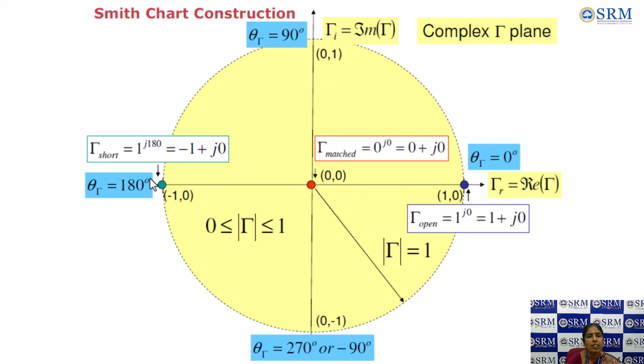That means it's an open circuit condition where we can have maximum impedance. And here on the left-hand side we can see the angle is 180 degrees, and the magnitude is the same, 1 only, because of the 180 degree angle it is negative. So this is a shorted condition. So open circuit is towards the right, short circuit is towards the left.